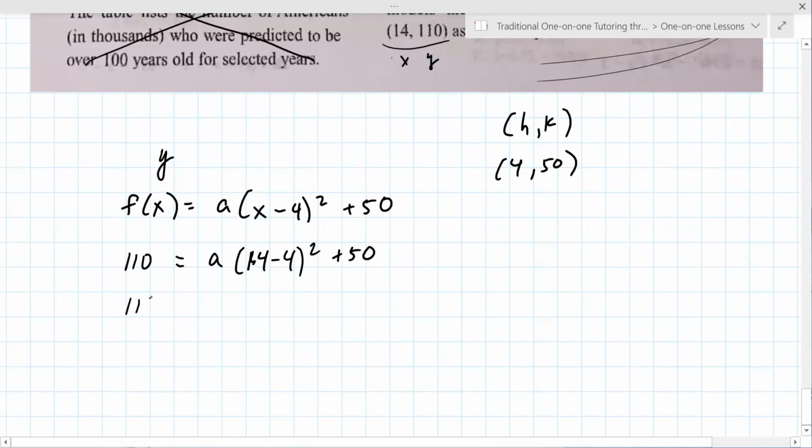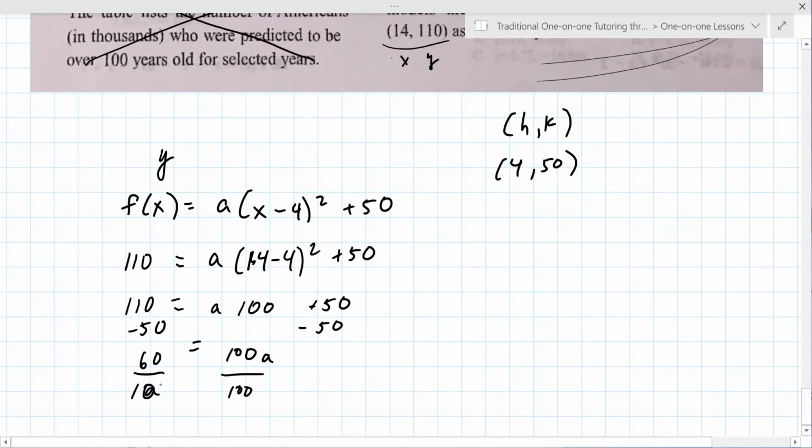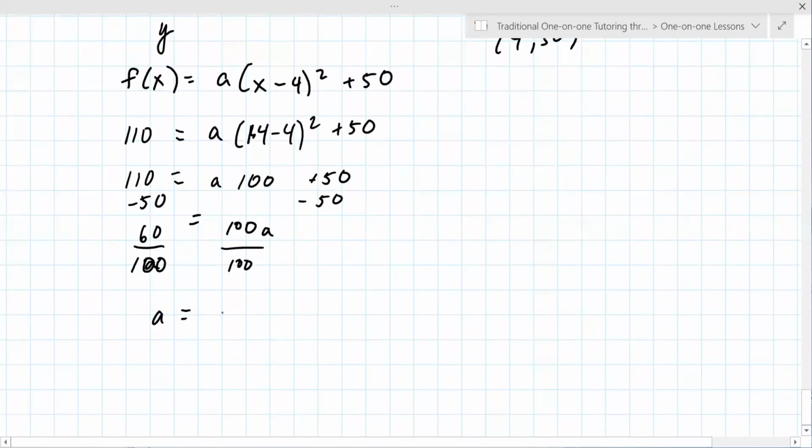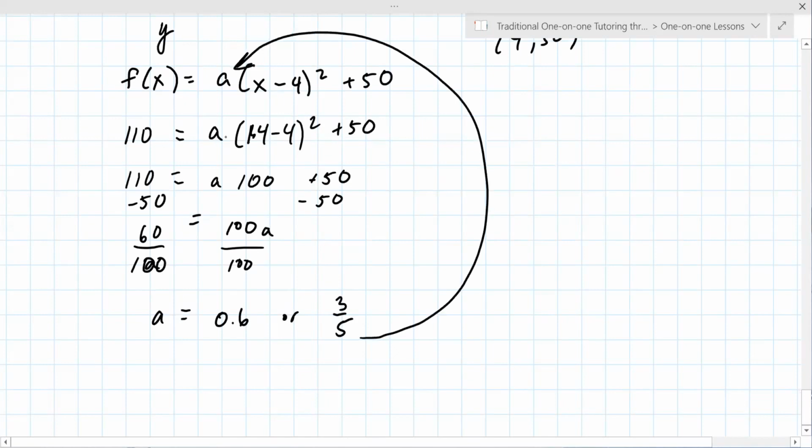All right, so let's do some simplification here. 14 minus 4 is 10. 10 squared is 100 plus 50. So if you subtract 50 from both sides, you get 60 equals 100a. Divide by 100, and a equals 0.6 or 3/5, whichever you prefer. And this is the key, you have to know to put it back into this line up here, not the line below it. The line below it's just your work. We're trying to get a function out of this. So f of x equals 0.6 times x minus 4 squared plus 50.